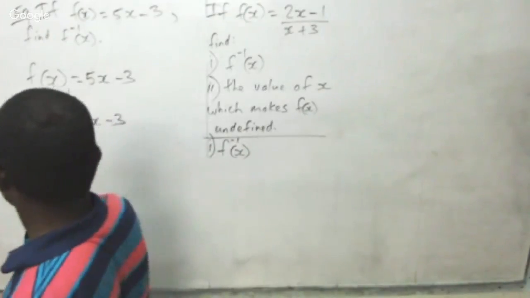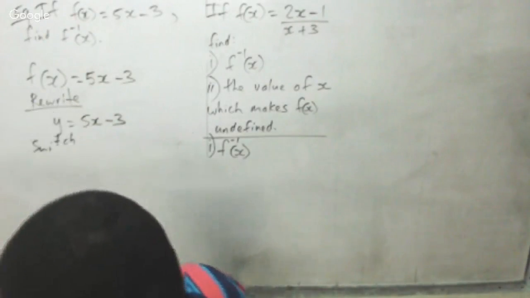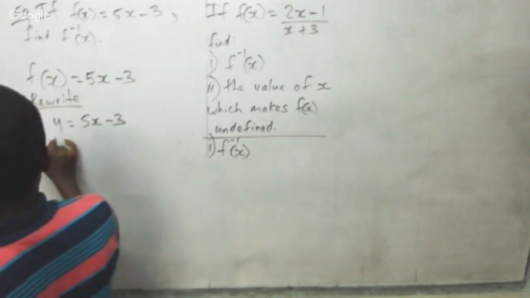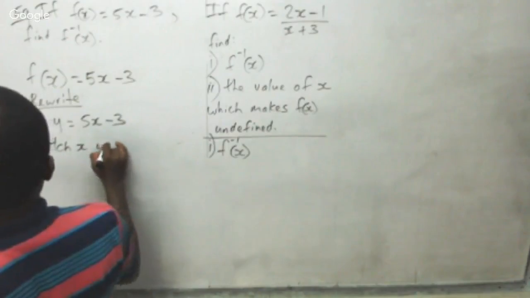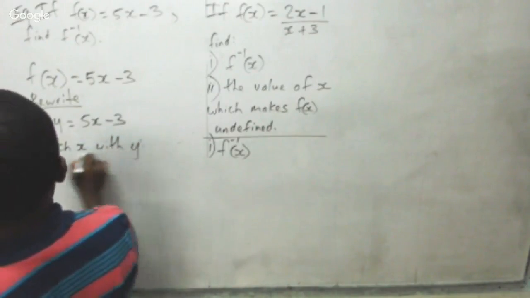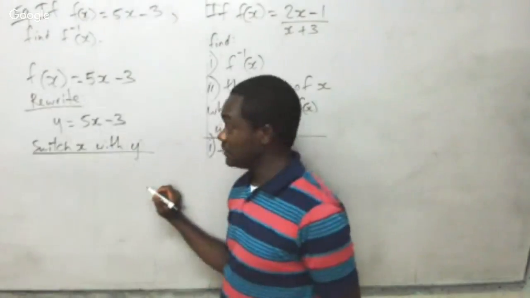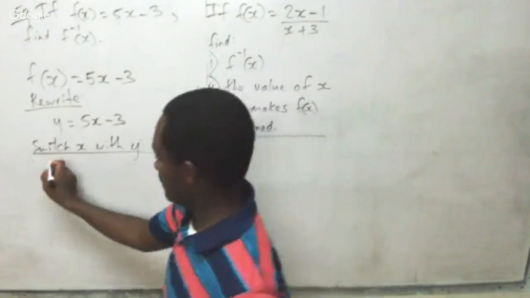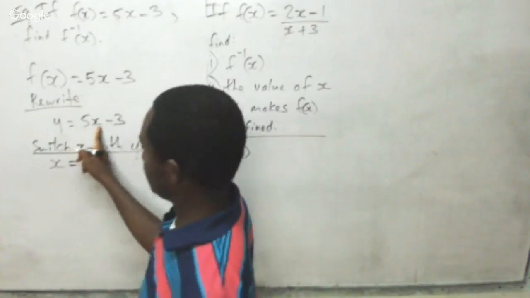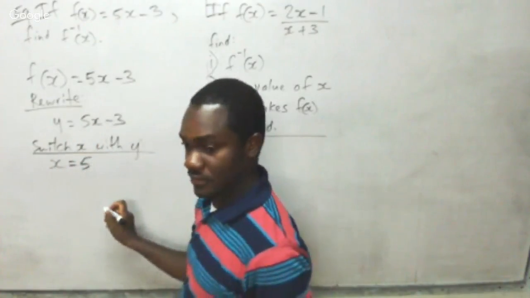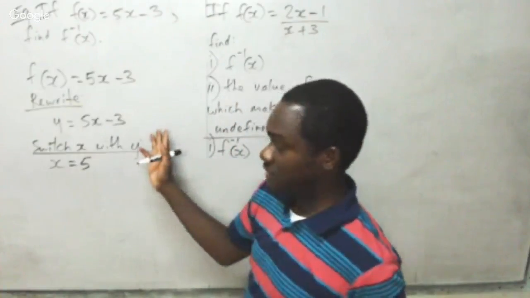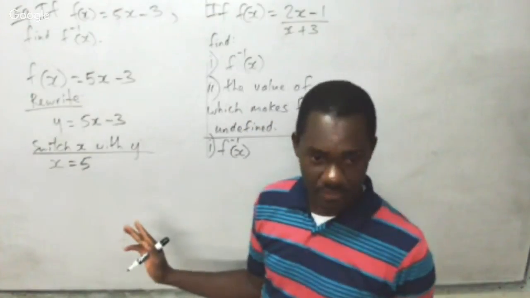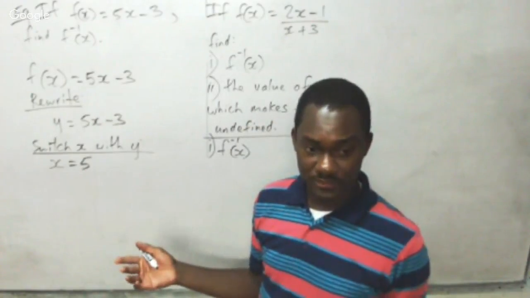Then we're going to switch x with y. That's the next step. So x equals 5y minus 3. Good. So instead of y, we're going to have x equals 5 times y. We're switching all of them, switching all the x's to y's and all the y's to x's. All of them. 5y minus 3.